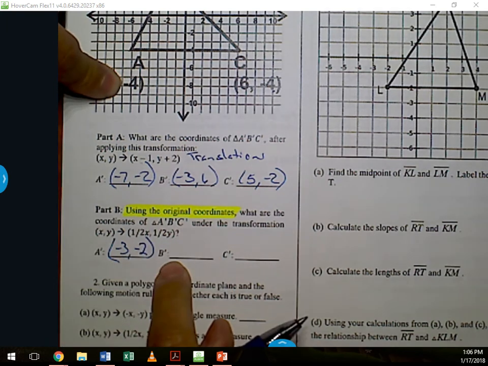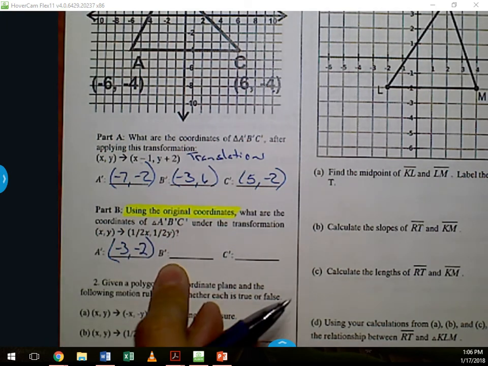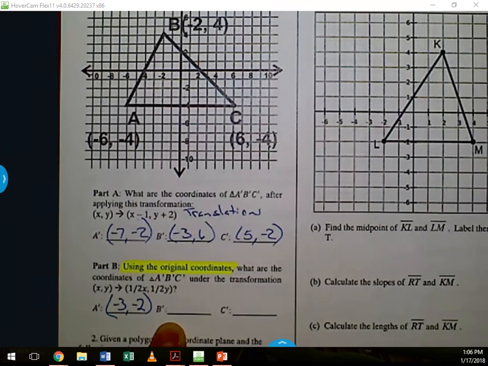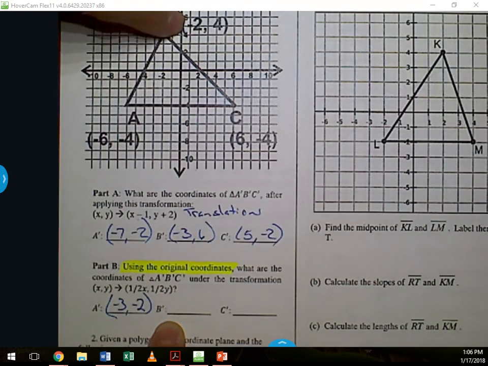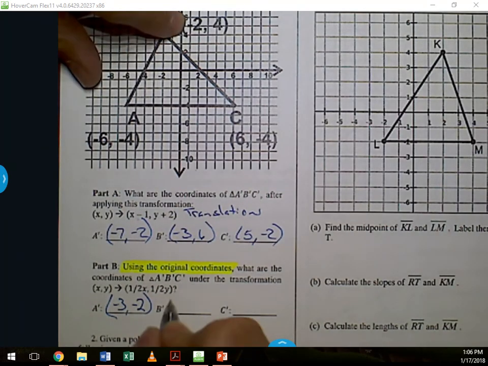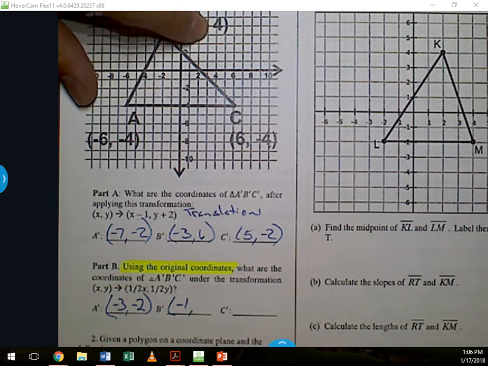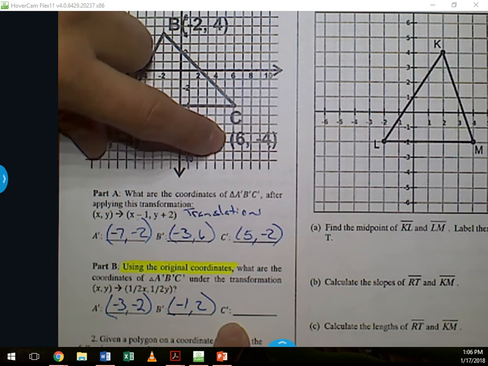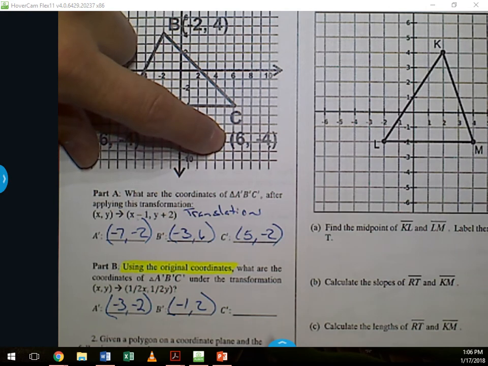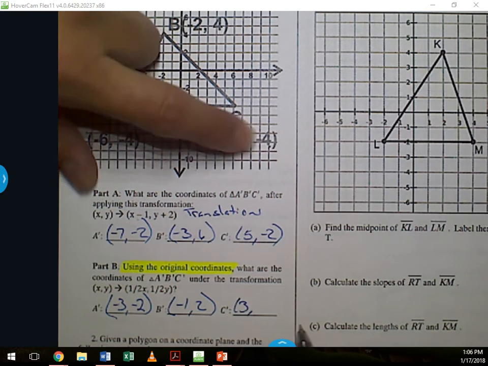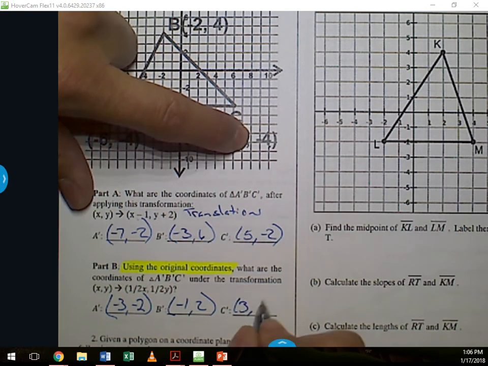Now for B, B prime right here. So got to move this down a little bit. So right here, negative 2 times 1/2. Negative 1. 4 times 1/2. Positive 2. C prime. 6 times 1/2. Negative 4 times 1/2.